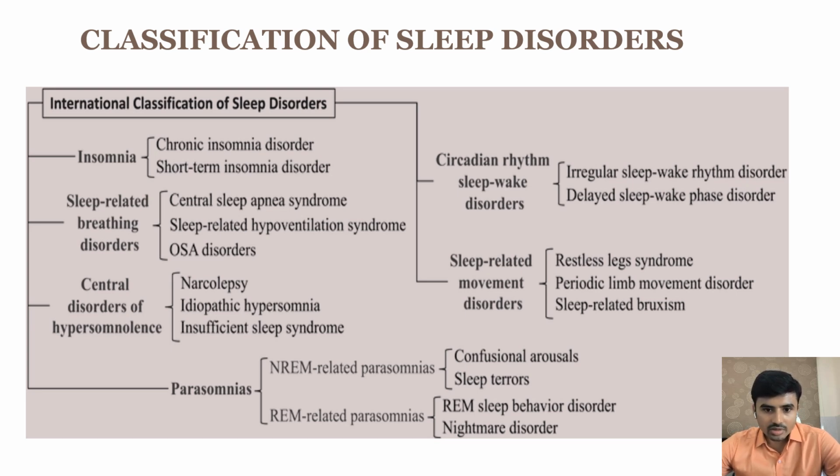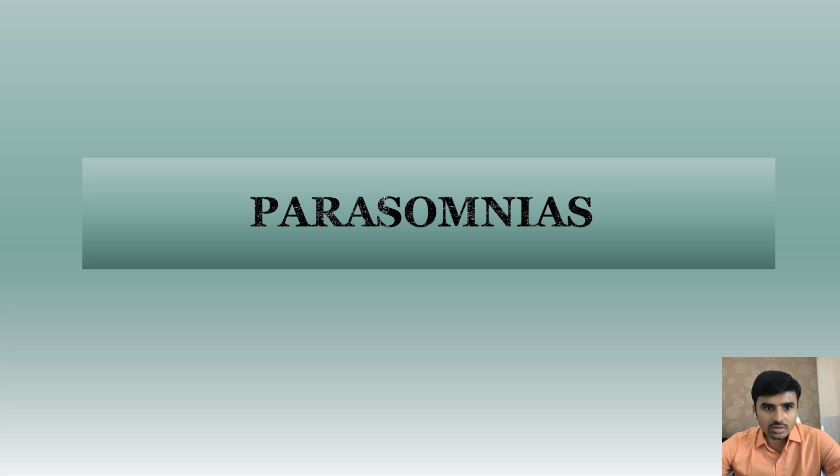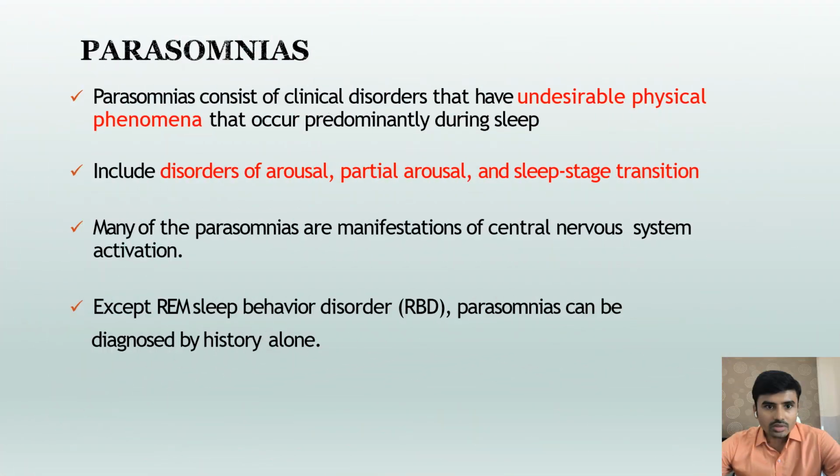Parasomnias: NREM related parasomnias, confusional arousals, sleep terrors; REM related parasomnias, REM sleep behavior disorder, nightmare disorder. Parasomnias consist of clinical disorders that have undesirable physical phenomena that occur predominantly during sleep. They include disorders of arousal, partial arousal, and sleep stage transition. Many of the parasomnias are manifestations of central nervous system activation. Except REM sleep behavior disorder, parasomnias can be diagnosed by history alone.